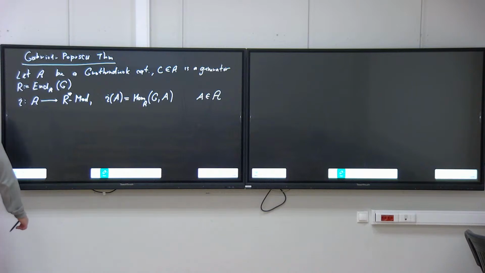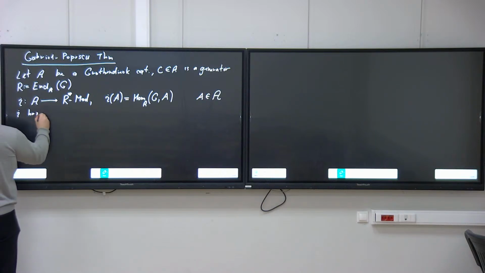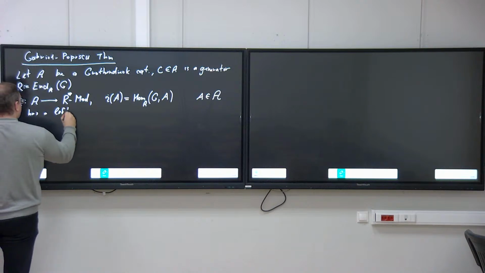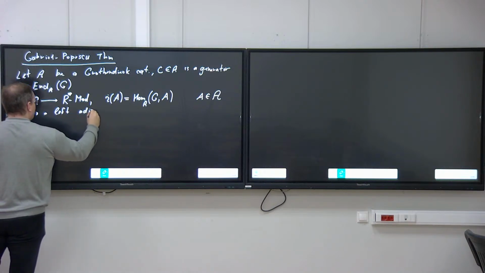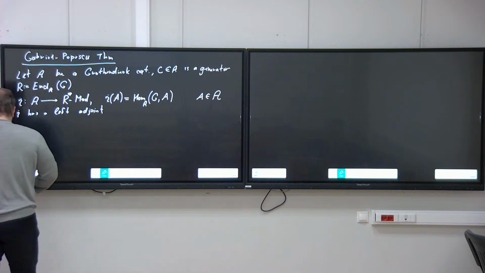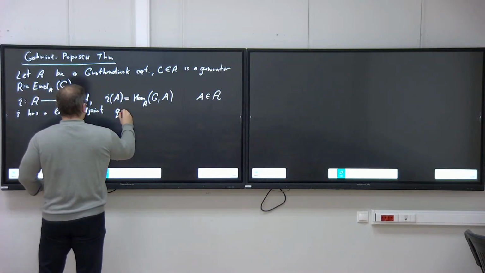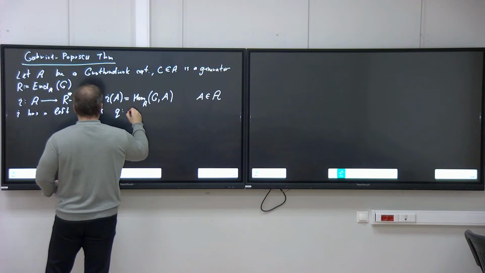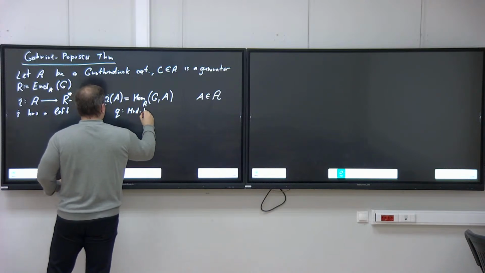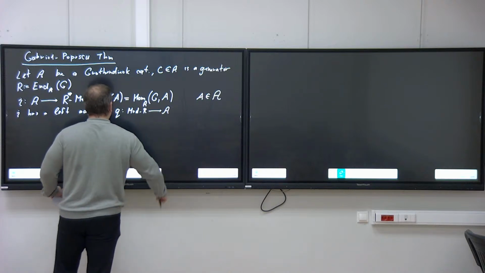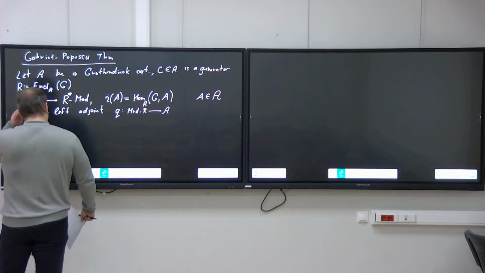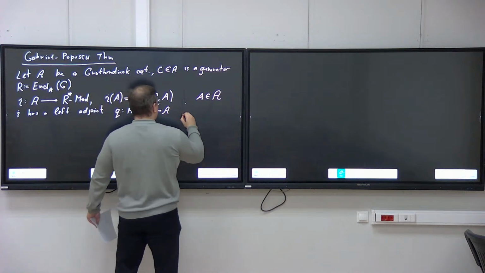So then you can use something like a special adjoint functor theorem and show that for this functor I, defined like this, there is a left adjoint. So I has a left adjoint. I'm going to call this Q. So Q will be a functor from the right modules to the category A. So it exists by the special adjoint functor theorem.